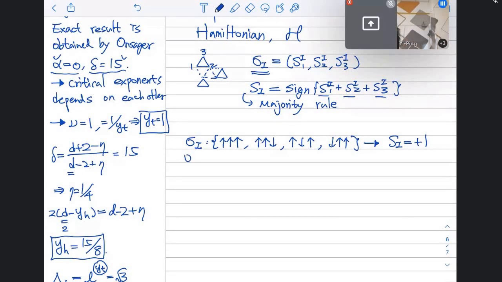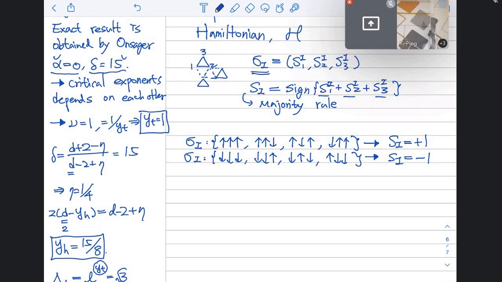Similarly, you can consider the other 4 configurations by basically flipping everything. And these 4 correspond to the case where after you do the majority rule, you get a block spin of minus 1.